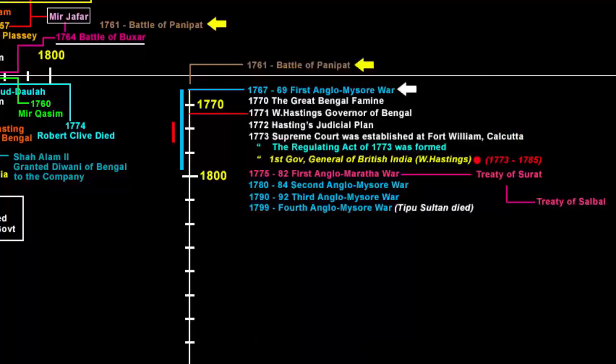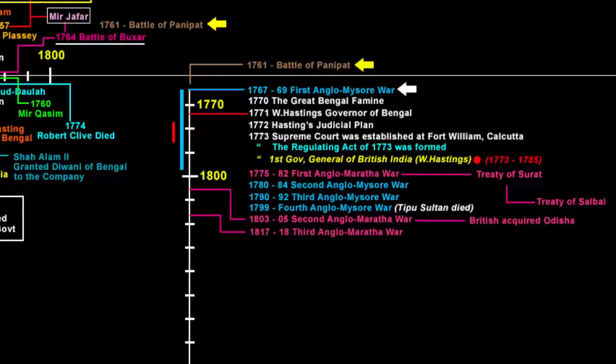The first Anglo-Maratha War started with the Treaty of Surat and ended with the Treaty of Salbai. The second Anglo-Maratha War took place between 1803 to 1805. It ended with the British acquiring several parts of Odisha. And the third Anglo-Maratha War took place between 1817 to 1818. This was the final and decisive conflict between the British East India Company and the Maratha Empire in India.